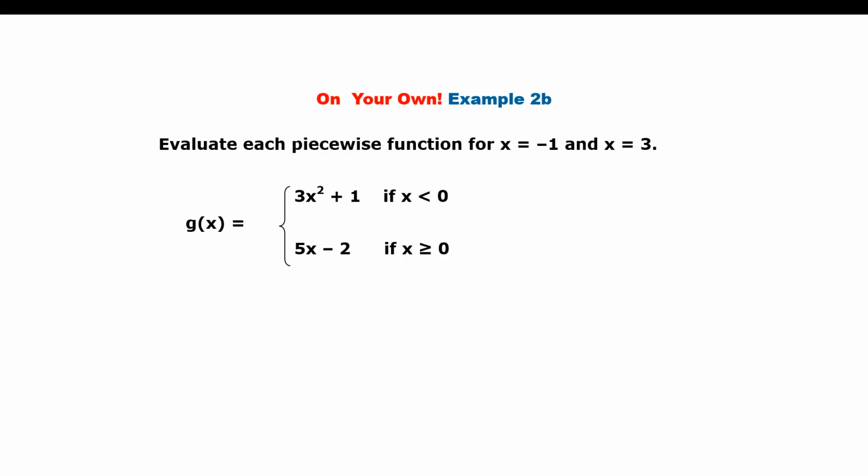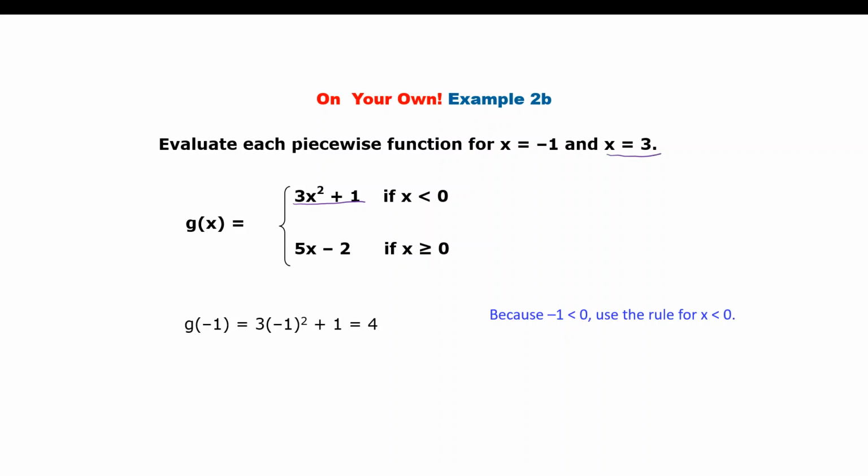Okay, it said evaluate each piecewise function for x equals -1. So let's check. Is -1 less than 0? Yes, it is. So we're going to fill in this one. Everywhere there's an x, I'm going to put in -1. So -1 squared is 1 times 3 is 3 plus 1 is 4.